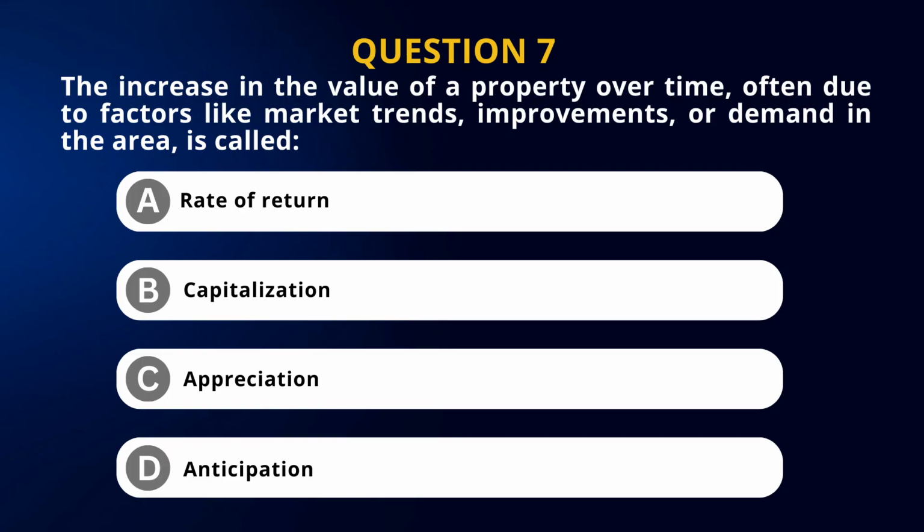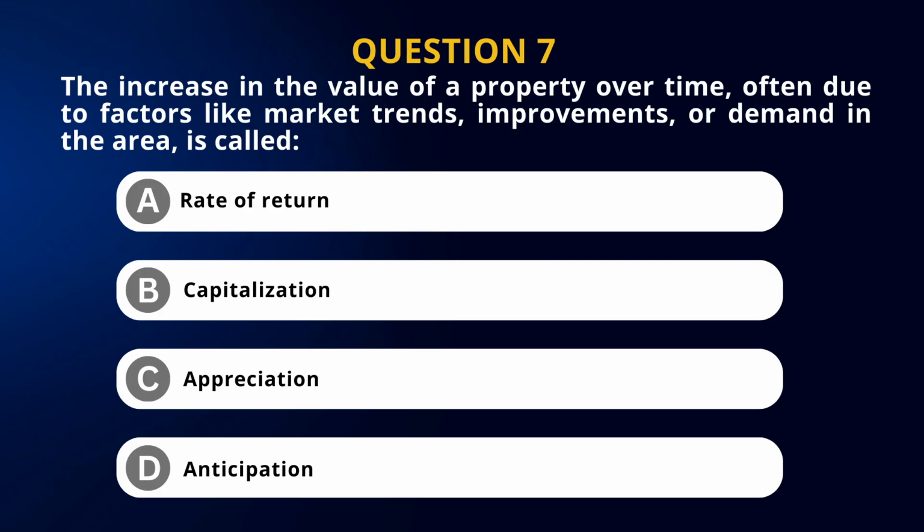Question number 7. The increase in the value of a property over time, often due to factors like market trends, improvements, or demand in the area, is called: Letter A, rate of return. Letter B, capitalization. Letter C, appreciation. Letter D, anticipation.